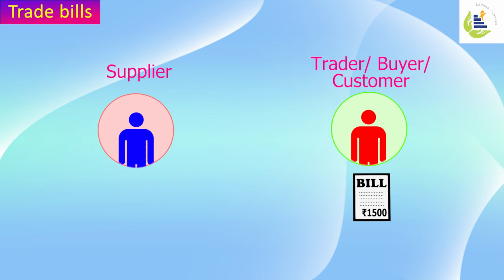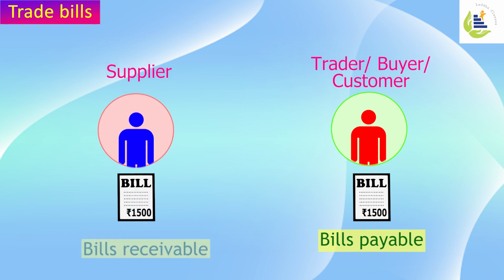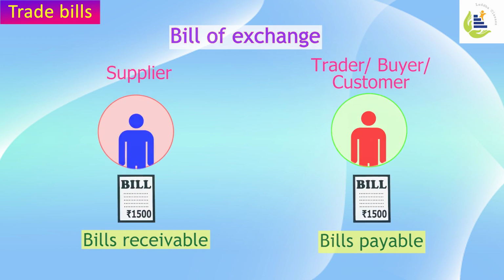So in simple terms, the bill for the buyer is called bills payable, and the bill for the supplier or producer is called bills receivable. I'll explain this bills of exchange concept in simple terms.